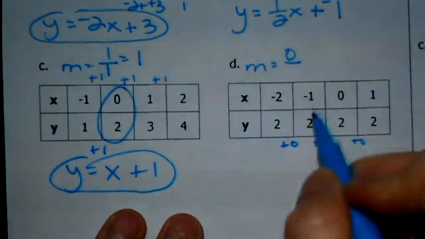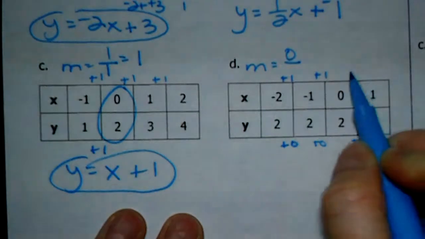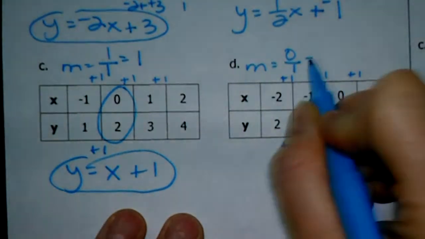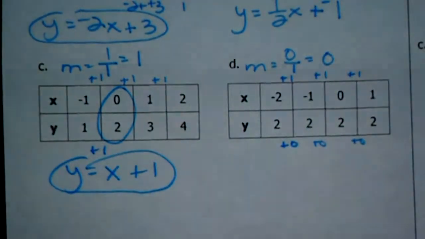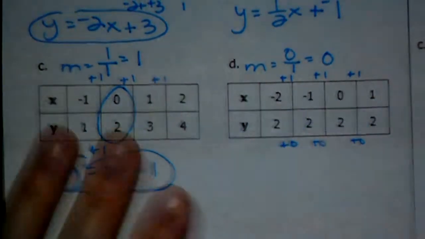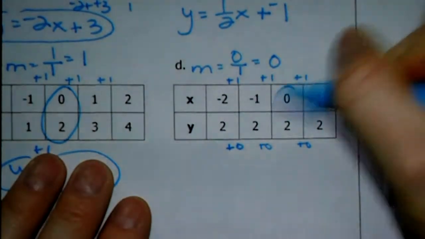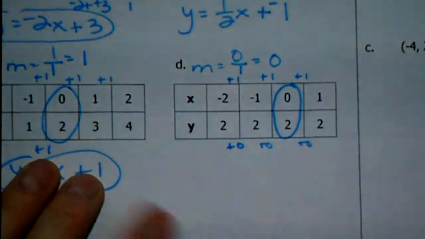Negative 2 plus 1 is negative 1 plus 1. And negative 1 plus 1 is 0, and 0 plus 1 is 1. So 0 over 1 is what I get. That means my slope, 0 divided by 1, is allowed. Thou shalt not divide by 0, but you can take 0 divided by something. So my slope is 0. My y-intercept is (0, 2).